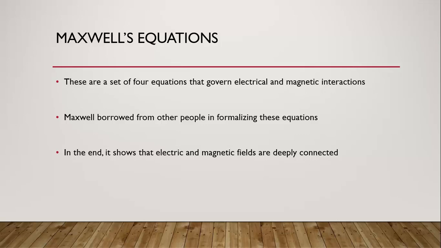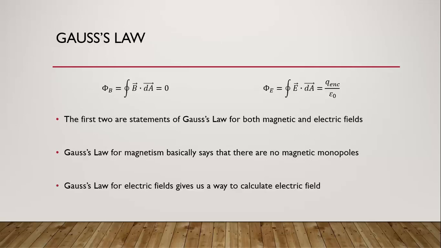So let's look at the equations and what they mean, and what consequence they really have. The first two equations that he has are Gauss's law. The one on the right is Gauss's law for electric fields, which we worked with quite a bit when we talked about electric fields. The one on the left happens to be Gauss's law for magnetic fields.